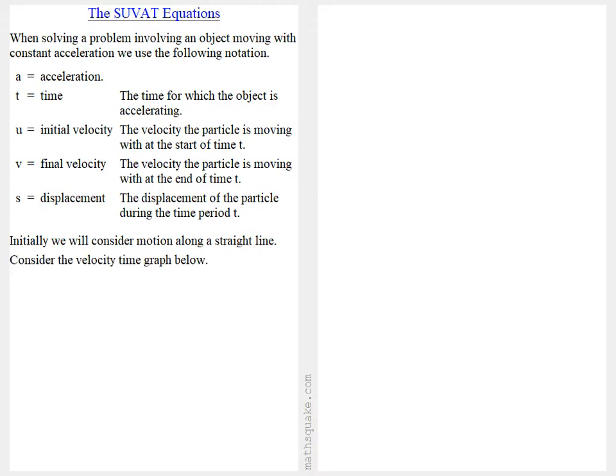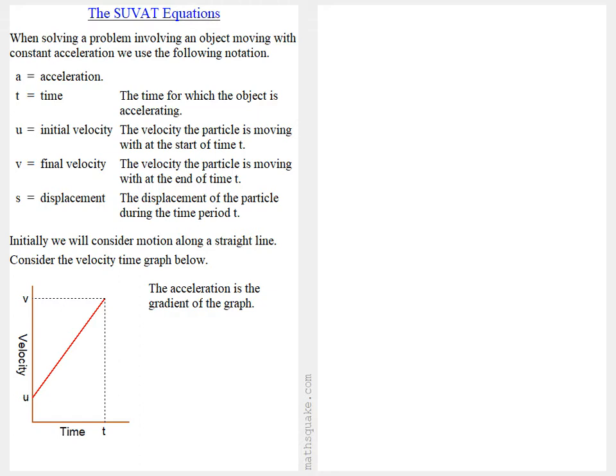Now we can represent this as a velocity time graph, as seen below. The acceleration is the gradient of the graph. Now to find the gradient of the graph, we have to draw a triangle under the graph, and then work out the height of the triangle over the base of the triangle. Now the height of the triangle is v minus u, and the base of the triangle is the time t. So we have the acceleration is (v minus u) over t, and if we multiply both sides by the time t, we have at equals v minus u. In other words, v equals u plus at. Now that's the first of our SUVAT equations.